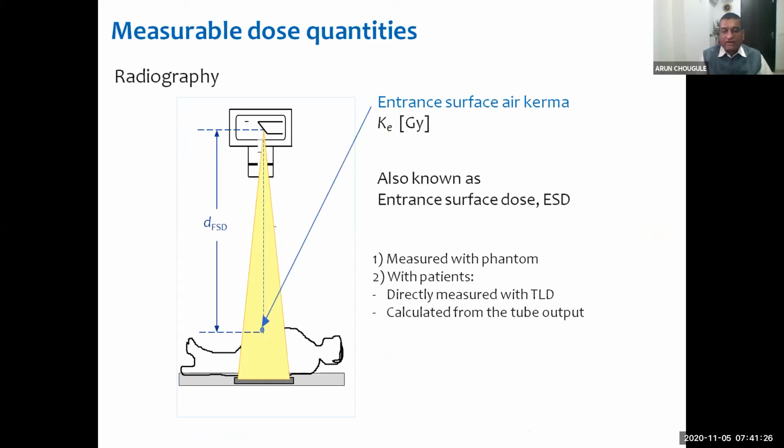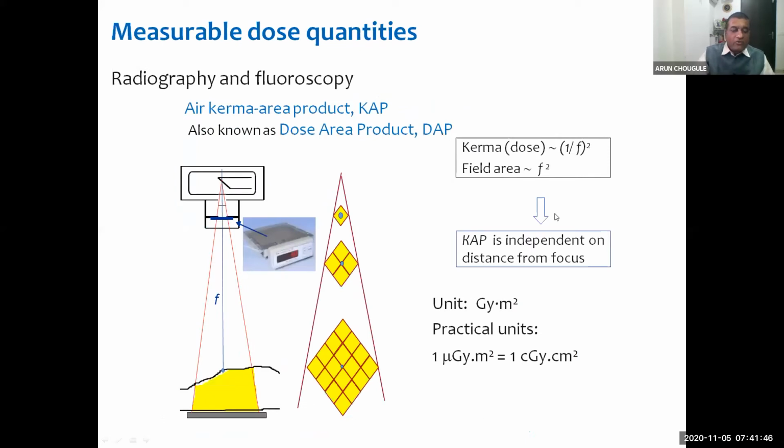Now, how to measure this: entrance surface air kerma, and here you can see it through TLDs or solid state detectors, semiconductor detectors you can use, and then you can measure the entrance surface dose, ESD. Or you can use a DAP meter, and with this DAP meter what you will get is gray meter squared or milligray centimeter squared. This air kerma area product is useful because even if you change the distance, the radiation dose is inversely proportional to the square of the distance. If I double the distance, the dose will become one quarter. At the same time, the area will become 4 times, and therefore the product will remain the same, independent of the distance of the dosimeter from the source of the X-ray.